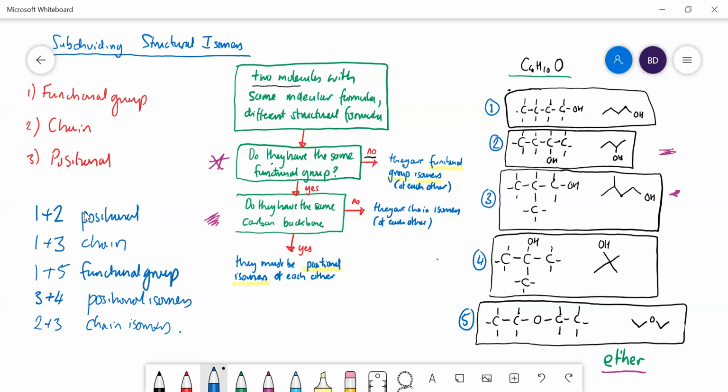So hopefully you should know how to use that little flowchart in your head to determine what kind of subdivision of structural isomers two molecules are of each other. Are they functional group, are they chain, or are they positional? Nice short one there.